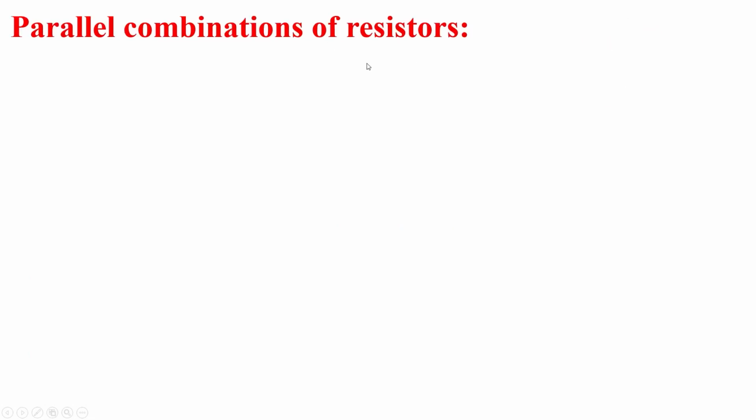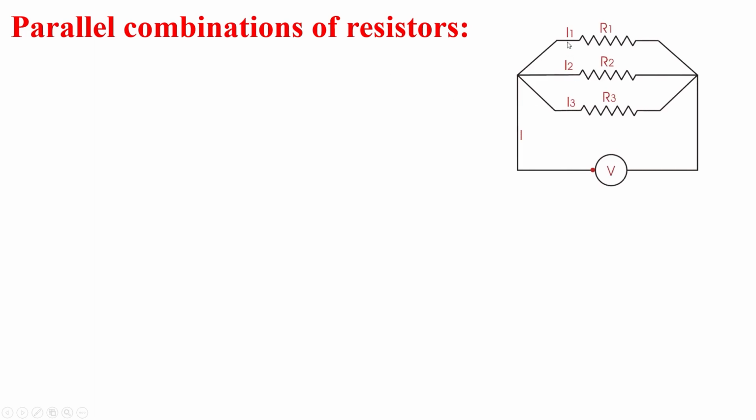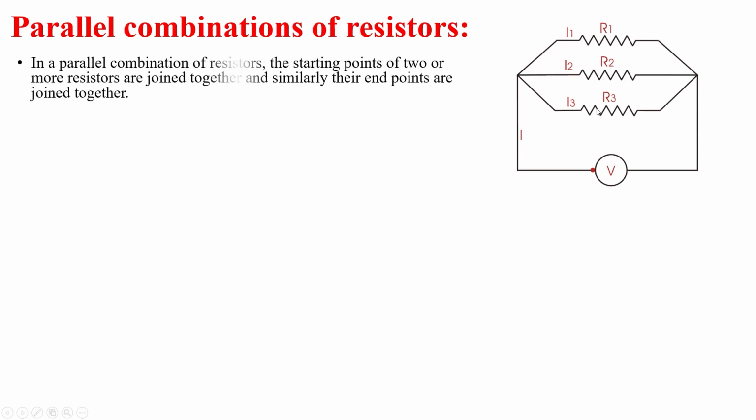In a parallel combination of resistors, on the other hand, each resistor is separately connected with the battery or voltage source. If we connect resistors in a parallel way, the starting points of two or more resistors are joined together, and similarly their end points are joined together.